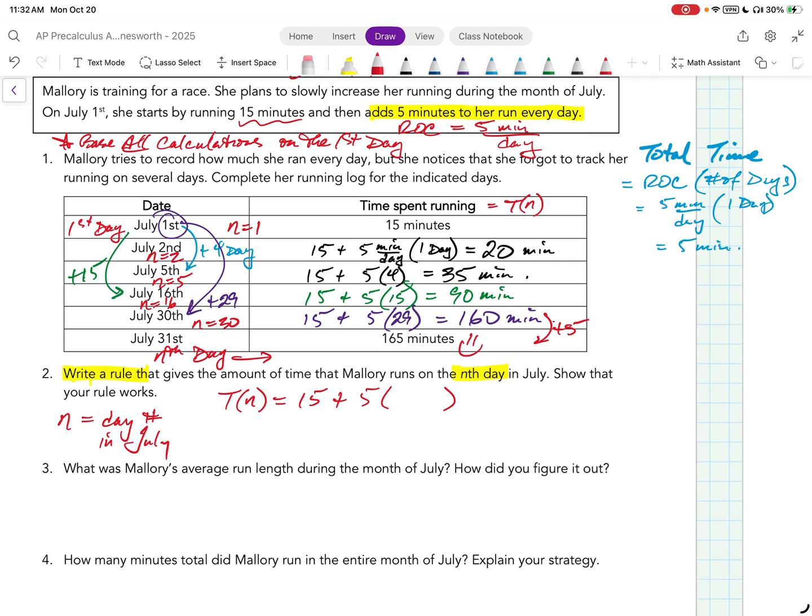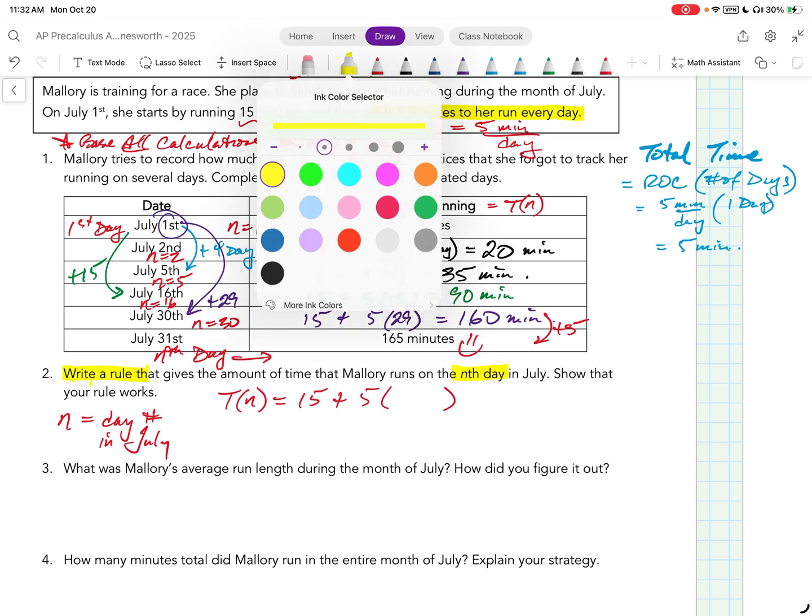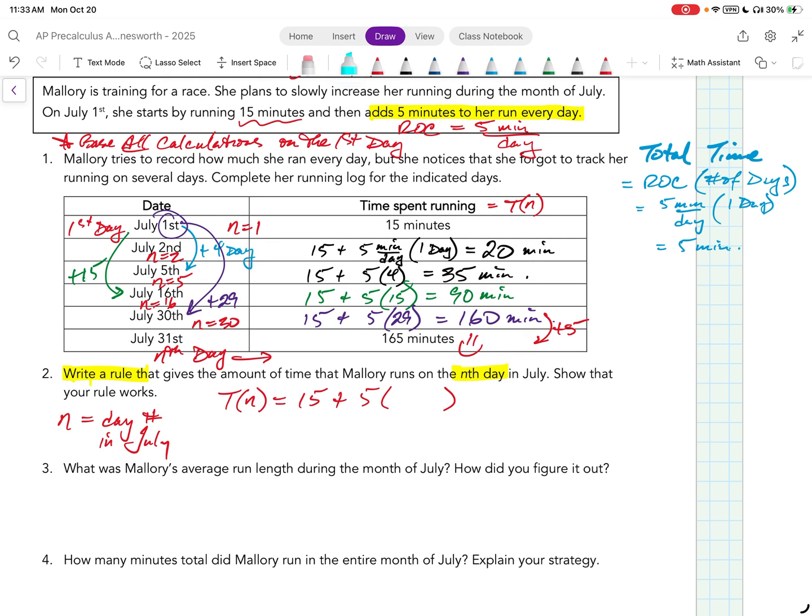So we have to modify this. It's not 5 times n, because if you compare n equals 2 to the number of days after July 1st, you notice it's 5 times 1, not 5 times 2. And then here, for July 5th, it's 15 plus not 5 times 5, but 5 times 1 less than 5, or 5 minus 1. So the number of days after July 1st is always 1 less than the day number. So we're going to multiply by n minus 1.